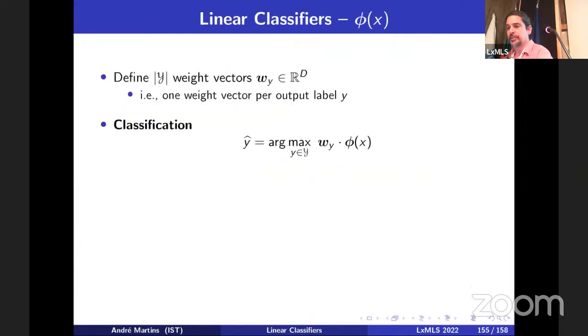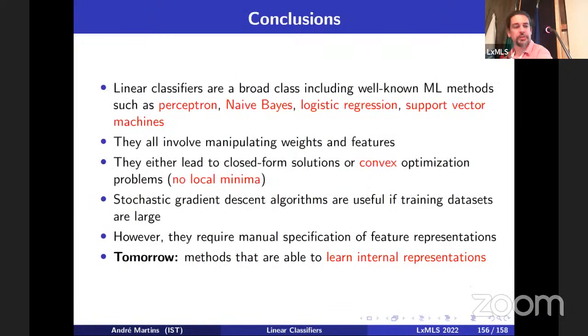Okay, so this is basically it. I think I'm going to jump to the conclusions. We talked about linear classifiers. They are a broad class. They include well-known machine learning methods like the Perceptron algorithm, and models like naive Bayes, logistic regression, support vector machines. They all involve manipulating weights and features. They either lead to a closed form solution or to convex optimization problems where you don't have any local minima.